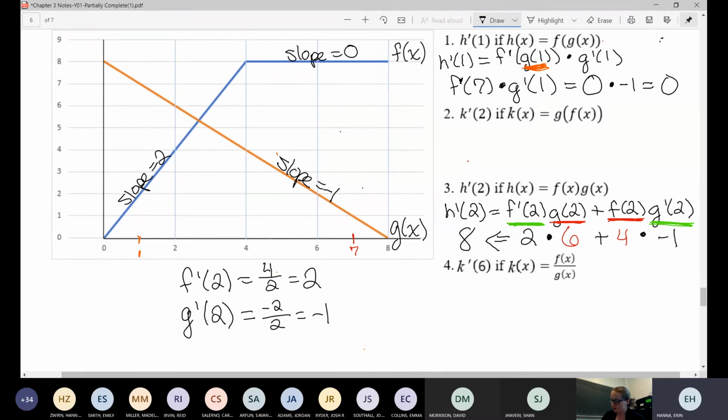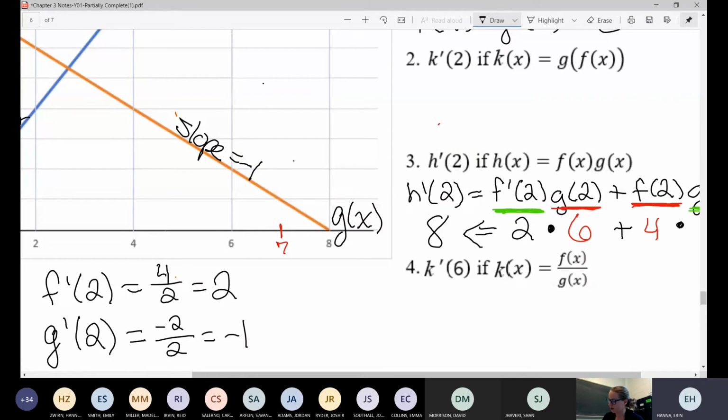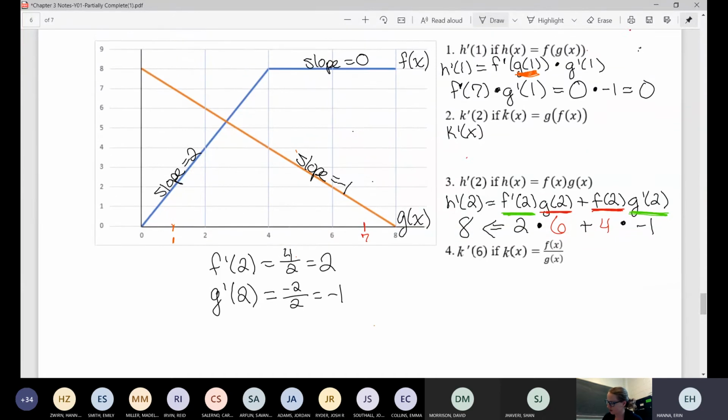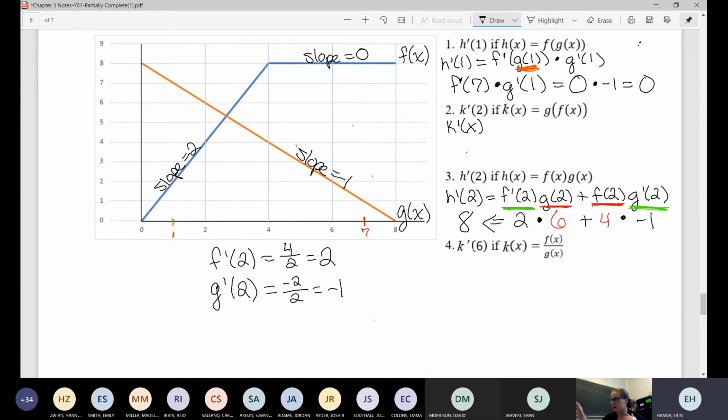Need a generic derivative first. So we have a chain rule again, but now our composition is switched. Our outside function is g. And I'm going to plug in 2 again at the same time. So g prime of f of 2, the derivative of the outside evaluated at the inside, times the derivative of the inside evaluated at 2.